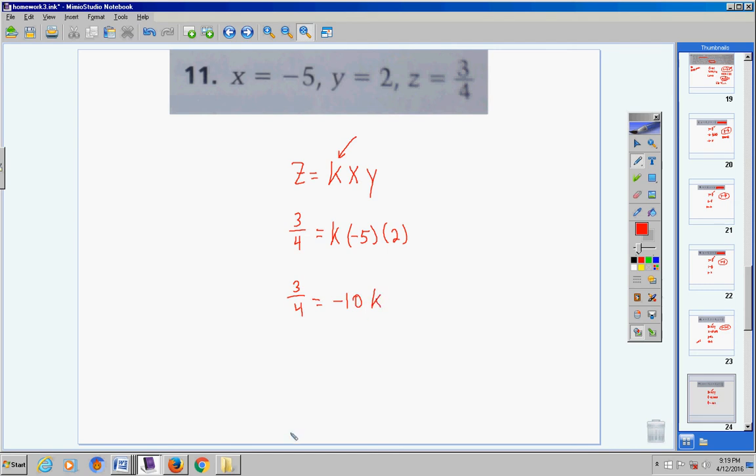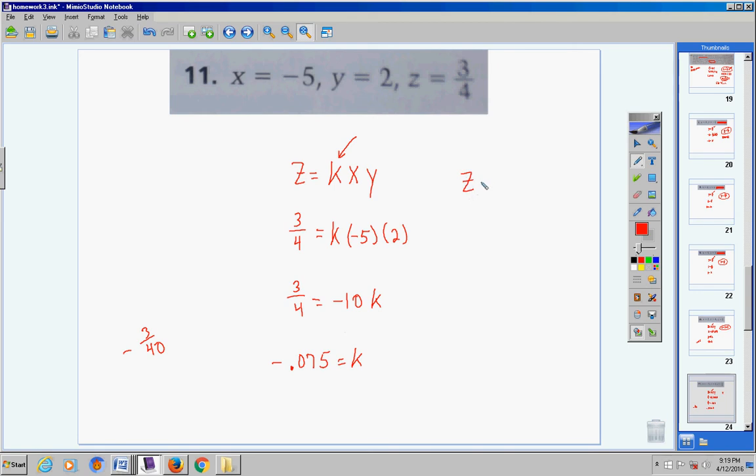-10k. Now with your calculator, we're going to take 3/4 and divide it by -10. And we're going to get -0.075 equals k. Now if you'd like a fraction, then you would have -3/40. Either one of those two are acceptable. So because this equals k, we're going to pick it up and put it for k right here.